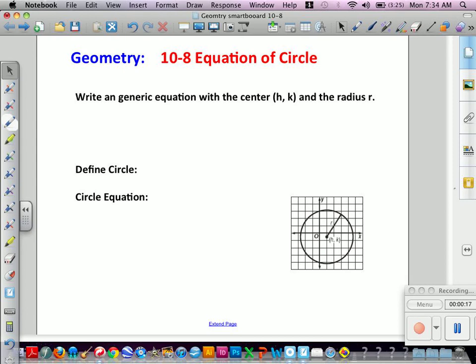You were supposed to write the definition of the circle down, and the definition of a circle is all points that are equidistant from the center.